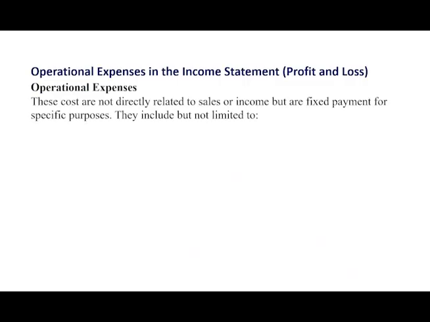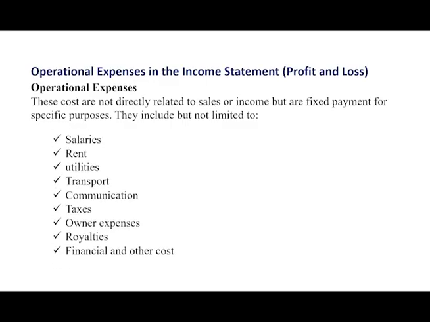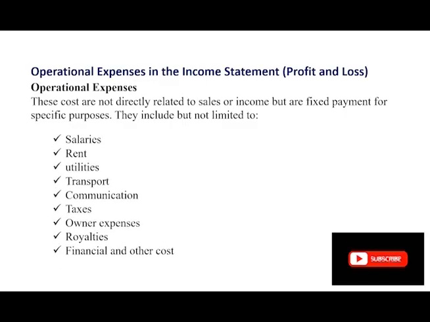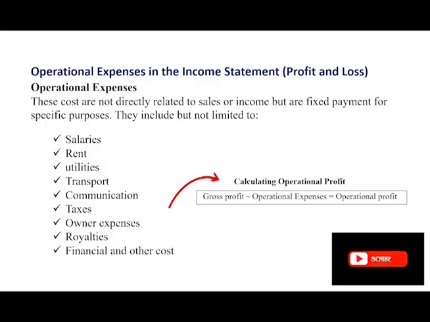But first, what are operational expenses? These costs are not directly related to sales or income but are fixed payment for specific purposes. They include, but are not limited to, salaries, rent, utilities, transportation, communication, taxes, owner expenses, royalties, financial and other cost. Remember, in calculating operational profit we use gross profit minus operational cost, which equals operational profit.